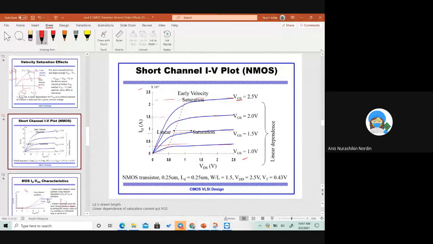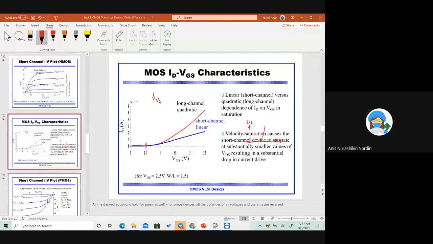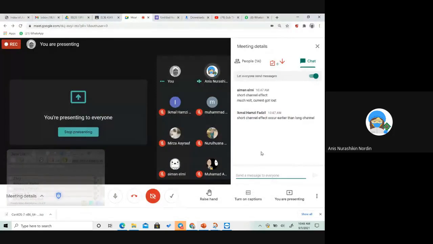Okay, Ikmal. Short channel effect occurs earlier than the long channel. Yes, the short channel effect causes the saturation to occur earlier than in long channel. Okay, anybody else?